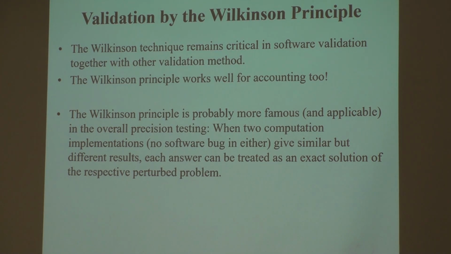So it can actually be used more famously when you have two algorithms. When you compare the results of the two algorithms, you can also know how much error you are dealing with, assuming that the two algorithms have no implementation bug. When you know there's no implementation bug, this principle can be further used to check. Now, they don't give exactly the same answer, so I can roughly estimate what kind of error I'm talking about. That's also part of the Wilkinson principle.